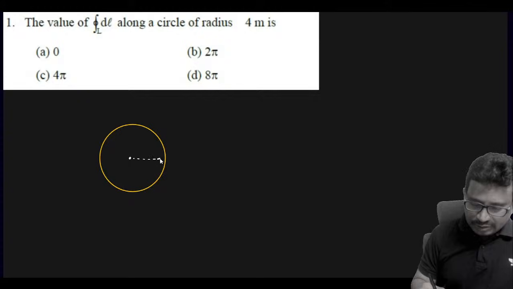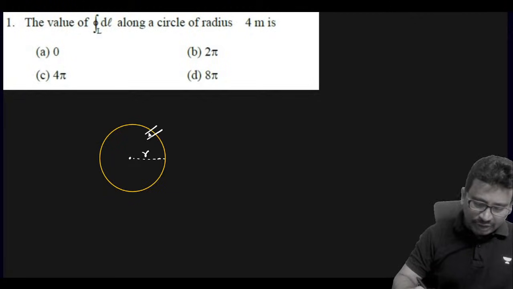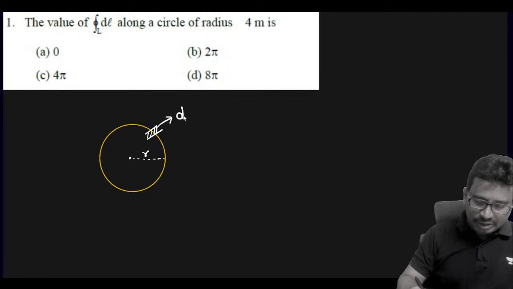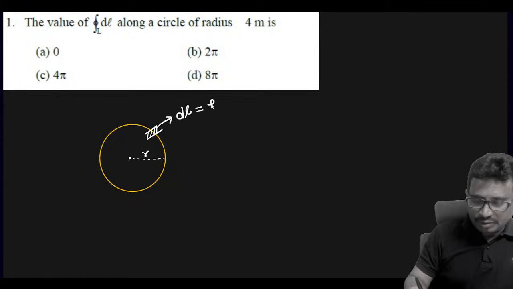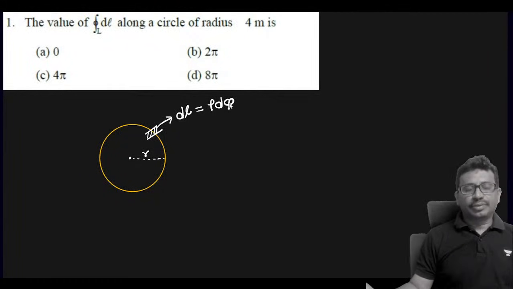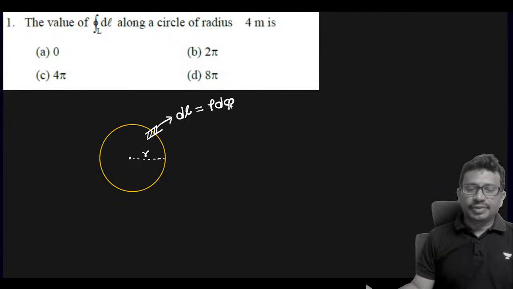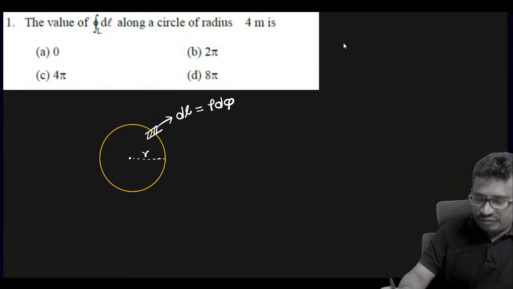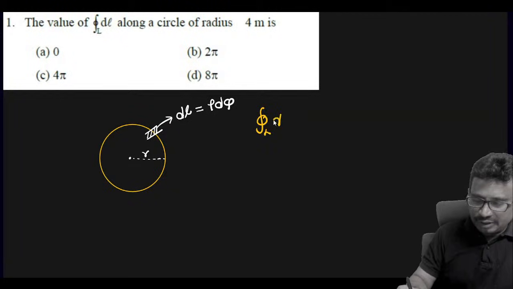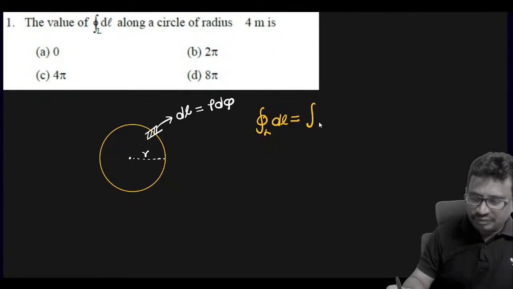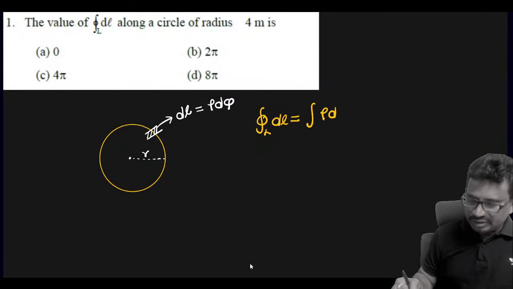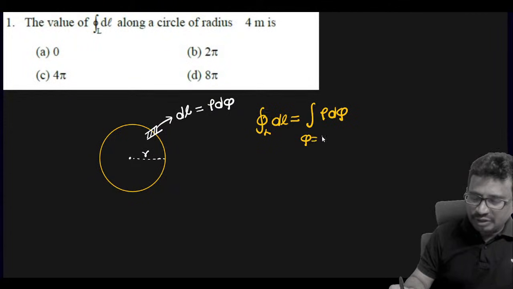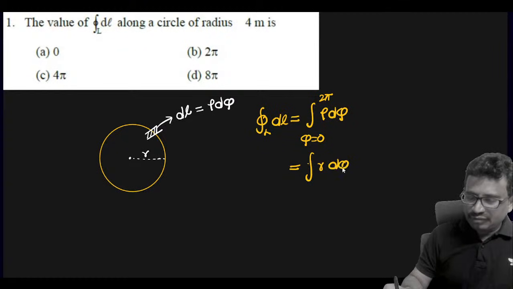So I have taken this radius, which we call r. If we take a small length, this length is called dl. How much is this dl equal to? Rho into d phi, the change in length along the phi direction. So we need to find the integral of dl, which is nothing but the integral of rho d phi. Here rho is nothing but the radius r, into d phi. Here the phi limits are 0 to 2 pi. Now simplify here.